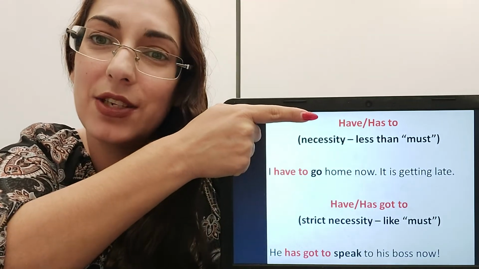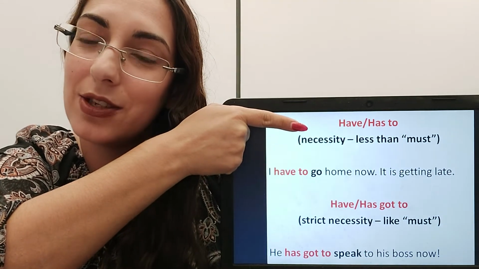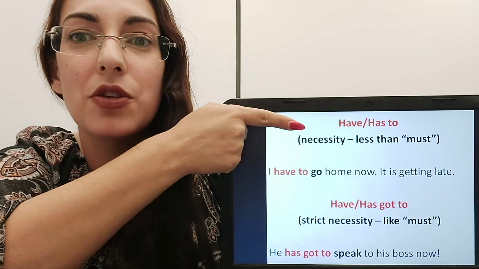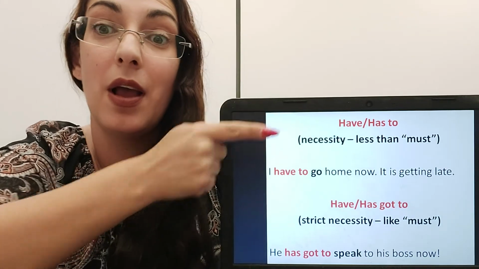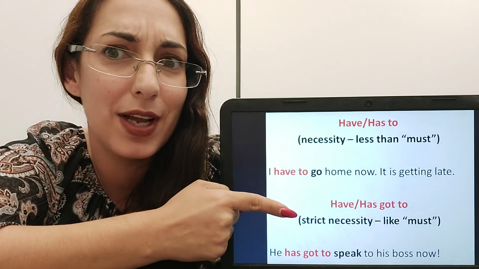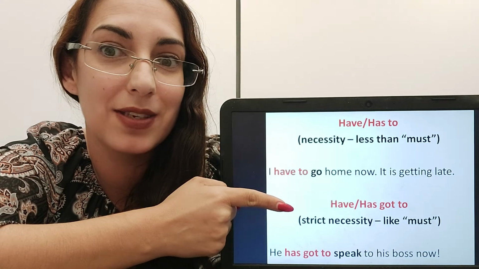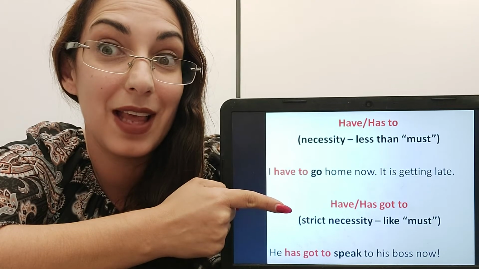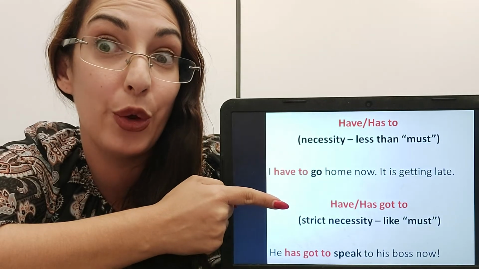Now, have or has to is a necessity, but it's less than the word must. So you need to do it, but there's no serious consequence if you don't. But have or has got to is stricter, okay? It's almost like the word must. So it sounds like there might be a consequence if you don't do what you have got to do.